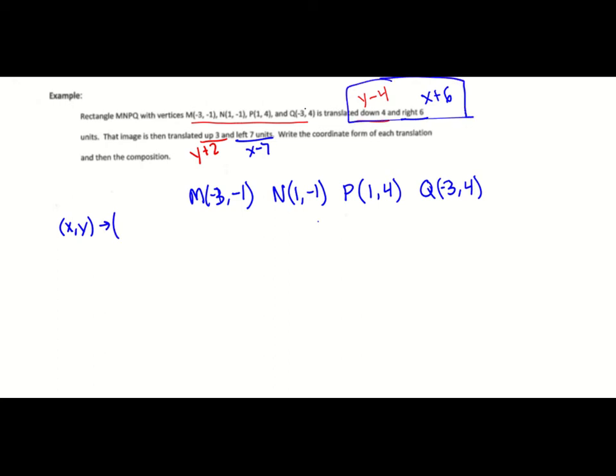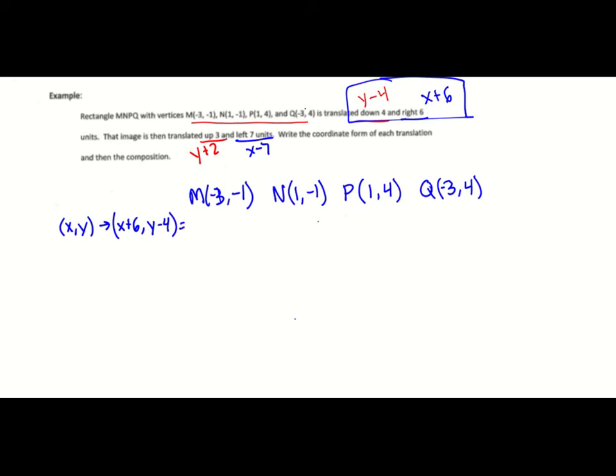Okay, I'm going to start by listing my points up at the top. So I have M, negative 3, negative 1, N, 1, negative 1, P is 1, 4, and Q, negative 3, 4. Okay, so it wants me to list each transformation. So my first transformation, I start with my original point, and I'm going to do this first. I have y minus 4 and x plus 6. So x goes first, y minus 4.